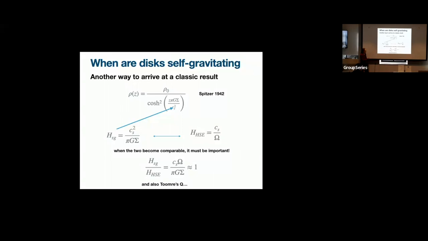And if you compare those two ratios, bada bing, bada boom, you get to Q. And so what that's telling you is that if the self-gravitating disk scale height becomes comparable to the one you get from accretion disk, when those two start to balance, that's when the instability, when self-gravity starts to become important.